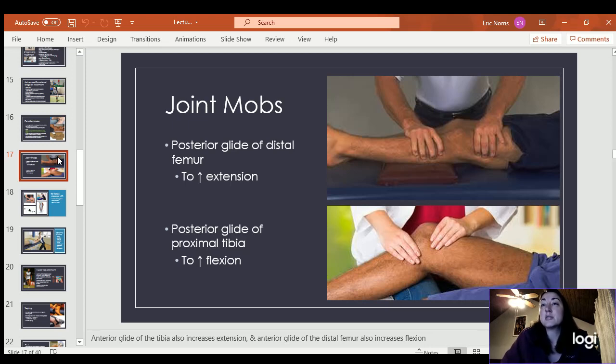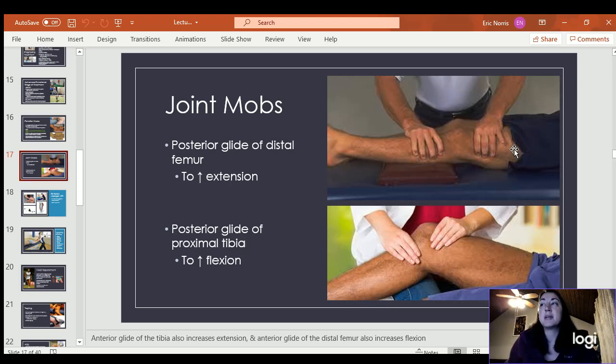You can also do an anterior glide of the proximal tibia, which increases extension as well, but they would need to be more like in prone for that. So we typically do it this way with the distal femur. And then a posterior glide of the proximal tibia is what we use to increase flexion. You could also do an anterior glide of the distal femur, but this is what we primarily do. It's just for ease of access.